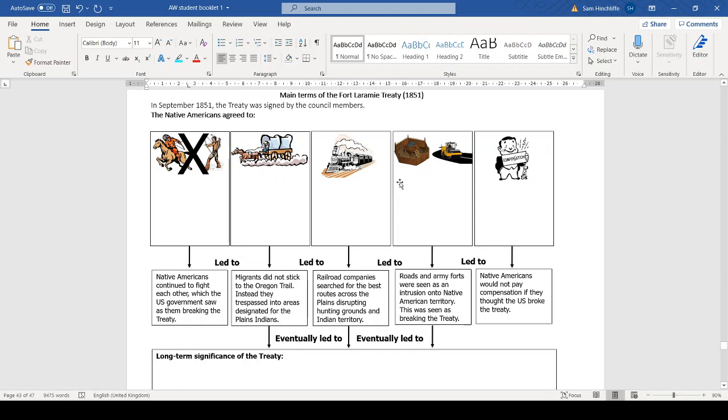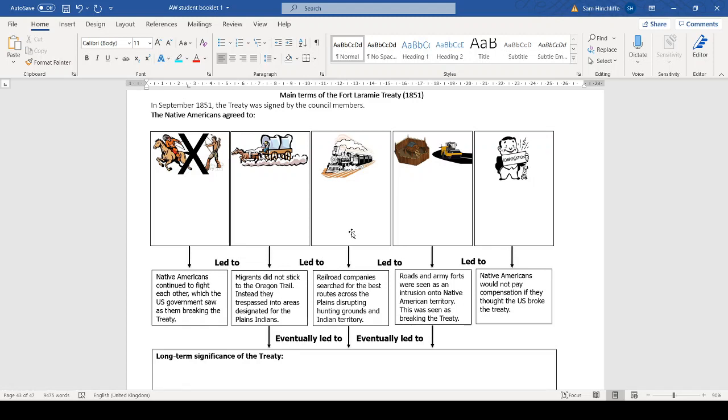Box 3 and Box 4 are similar. The Native Americans had to agree that the US government could build railways, forts, and roads. Again, this is this idea of manifest destiny in action here. They're colonizing the West. The railroad and the Pacific Railroad will stretch from east to west, and what's that going to do? It's going to increase migration.